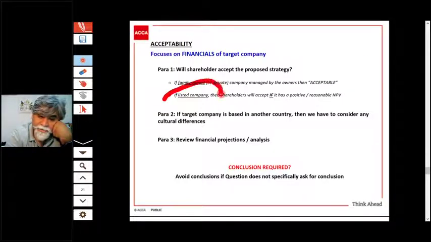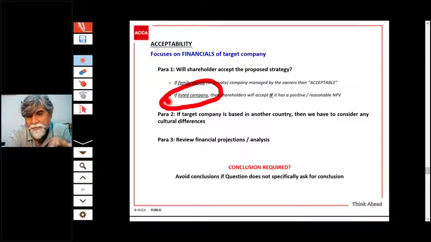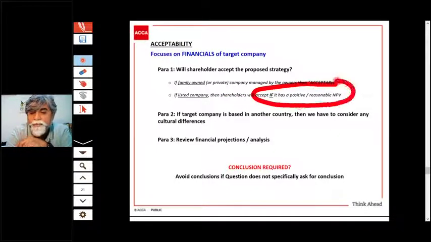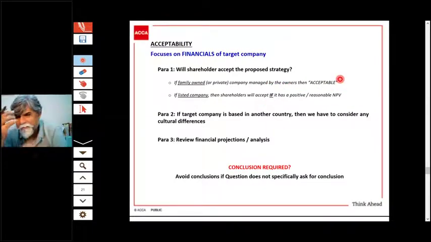But if it's a listed company where the board or the directors are not the shareholders, then the shareholders will need to approve if the proposal has a positive NPV. So if the NPV is healthy, then there is no reason why shareholders will decline.